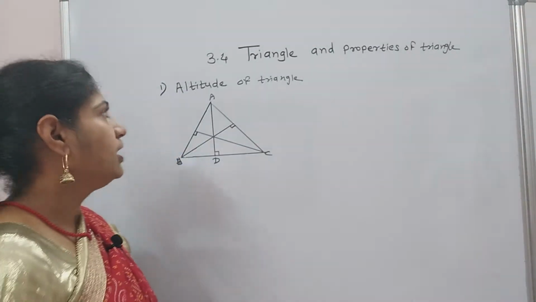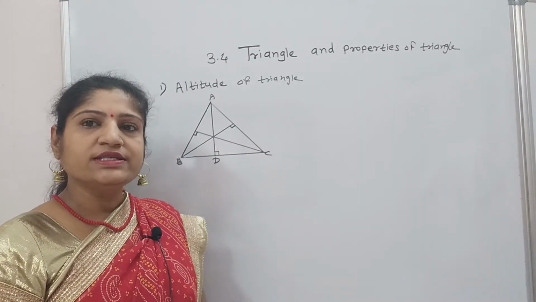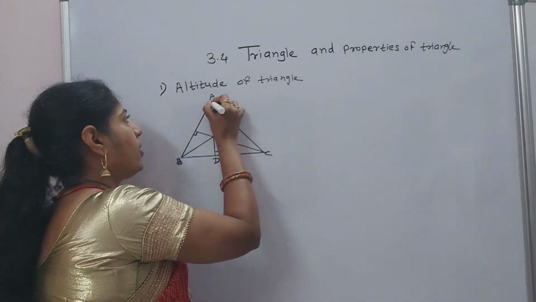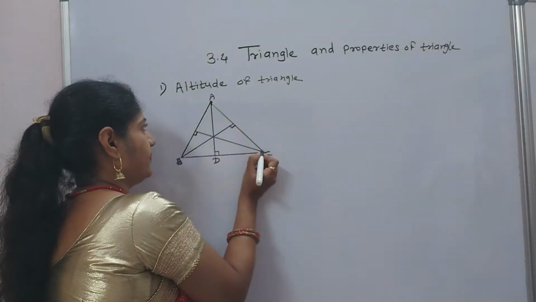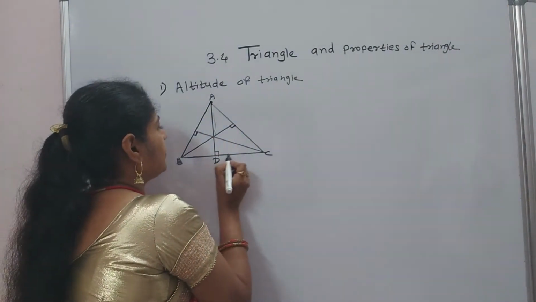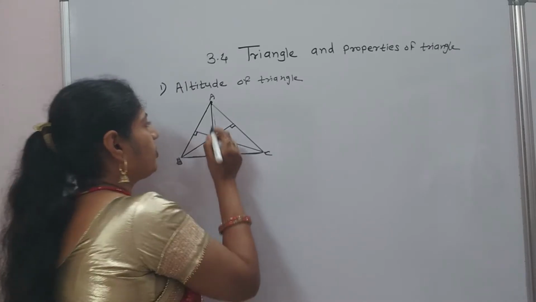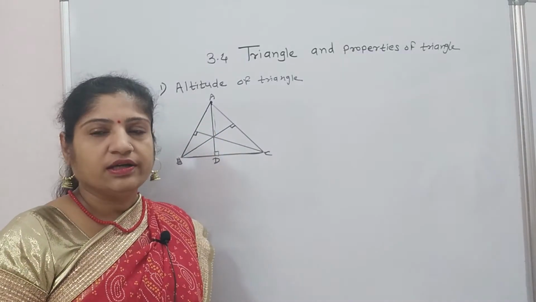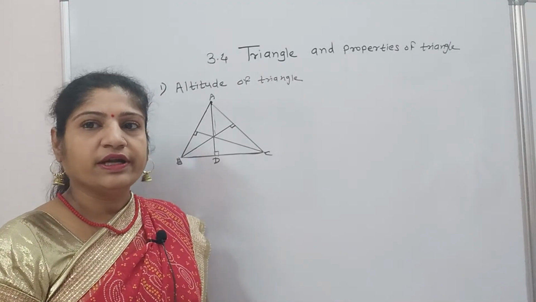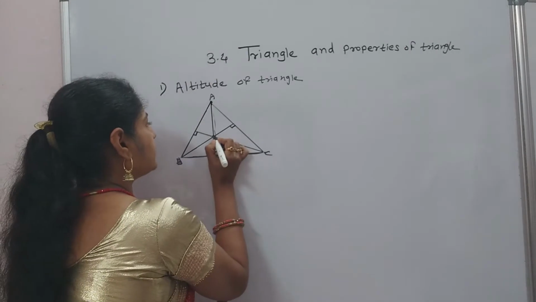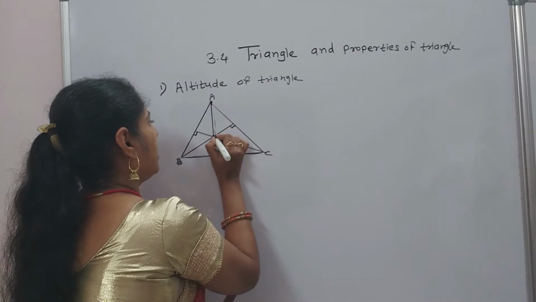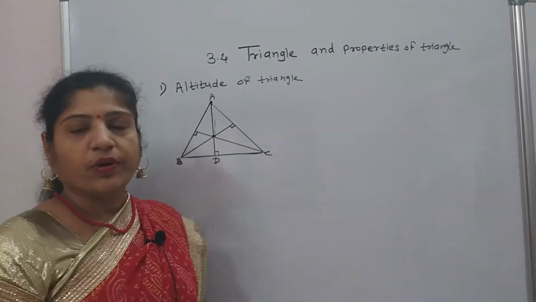Now next is the altitude of a triangle. Altitude means the height of the triangle. The perpendicular drawn from the vertex to the opposite side. AD, this perpendicular, is drawn to the opposite side BC. A perpendicular drawn from a vertex to the opposite side is called the altitude. This is the height of the triangle. 3 altitudes can be drawn from 3 vertices, and the point of concurrence. These 3 altitudes intersect at one point.